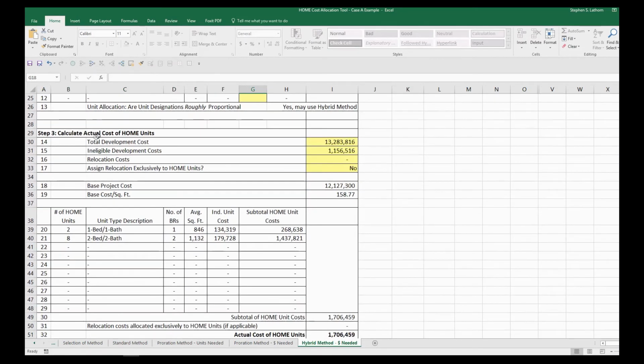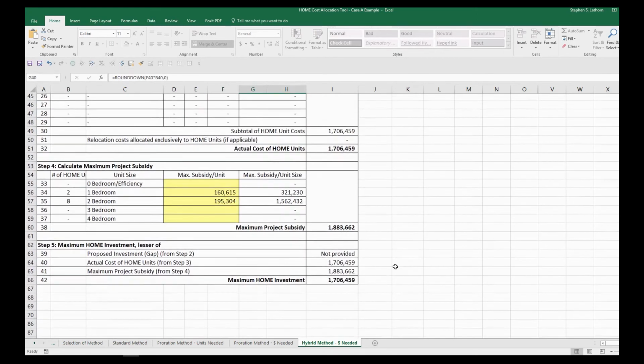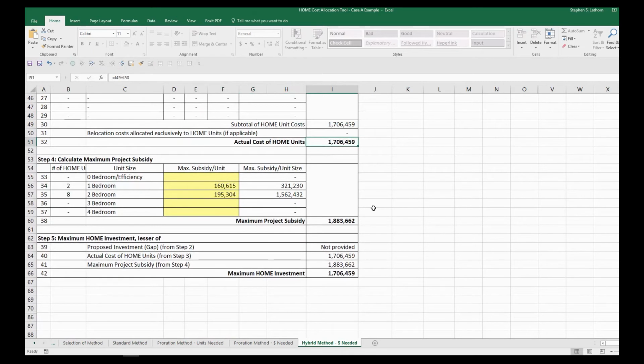So now we're going to go on down. We're going to calculate the actual cost of the units. Same number, $13,283,000 is our total development cost. Our ineligible development cost of $1.1 million, we've just copied that in from the prior sheet. Same information, same case study. But what's going on now is we have 2 one-bedroom units at an average square footage of 846. 846 times our base cost per square foot works out to $134,000. 2 of those units means the subtotal of those units, the actual cost and eligible cost of those units, is almost $270,000. 8 two-bedroom units at an average individual unit cost of $179,000 is another $1.4 million. Those added together gives us the actual cost of the HOME units at $1.7 million.